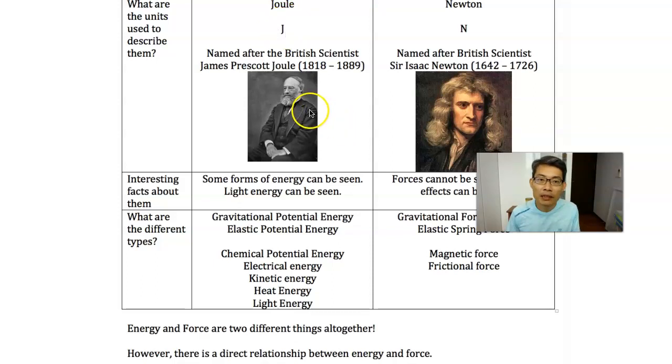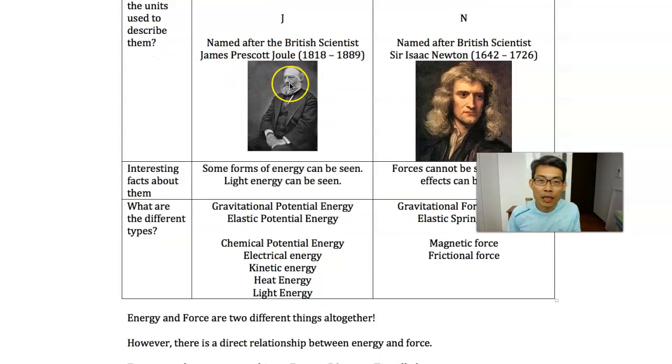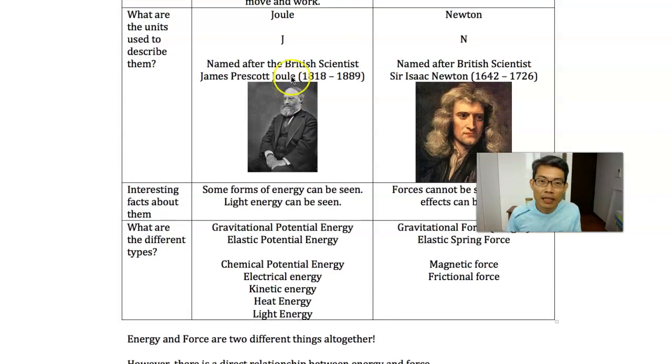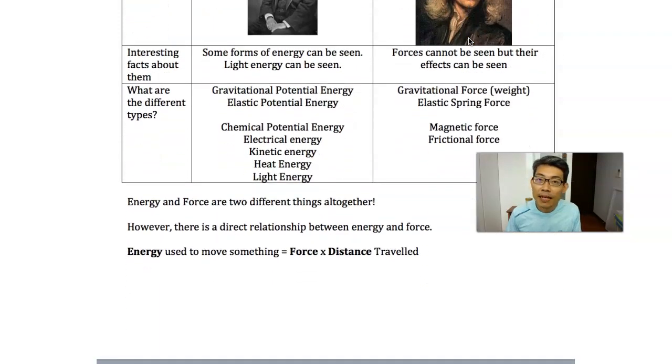This handsome fella here, James Prescott Joule, is this British scientist who came up with this idea of energy, and that's why the unit of joule is named after him. Just like Sir Isaac Newton is this famous British scientist who came up with the idea of gravitational force and forces, so the unit of force is named after him. Now, some interesting facts also, so you can look at the differences.